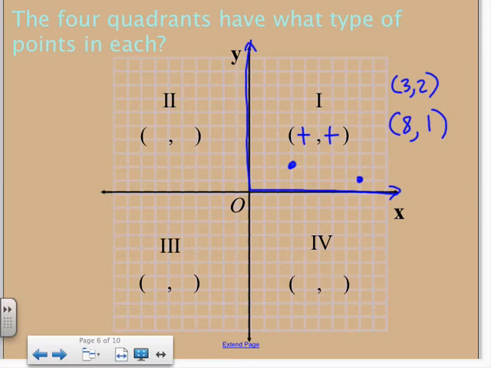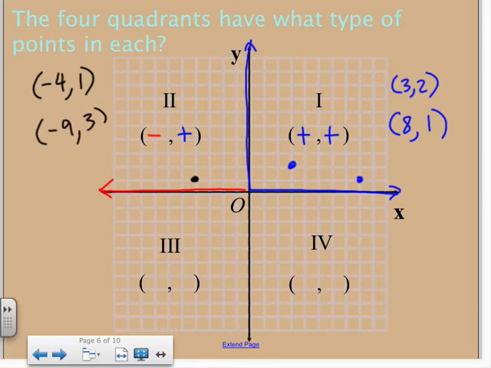In the second quadrant, the x values are negative. They're going this way. So the x values are negative, but the y values are still positive. So anytime I have a coordinate that's negative, positive, it's going to be in the second quadrant. So this one would be right there. This one, let's see, 4, 5, 6, 7, 8, 9, 3. (-9, 3) would be right there.